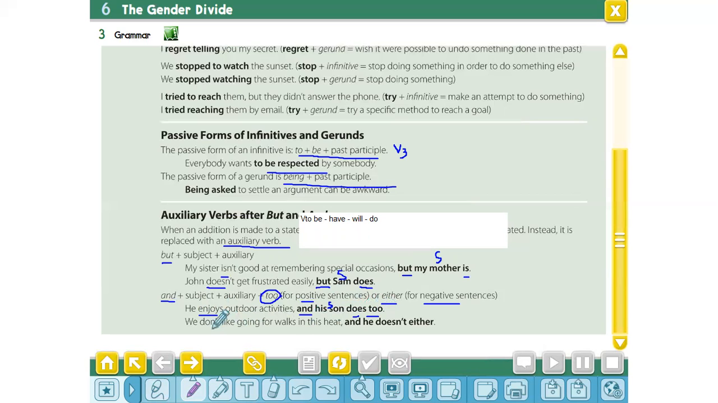The next example, we don't like going for walks in this heat, and he doesn't either. Pay attention. And plus subject plus doesn't, okay, because it's followed by he. And why do you use either? Excellent, because it's a negative sentence. Is it easy, my dear students?